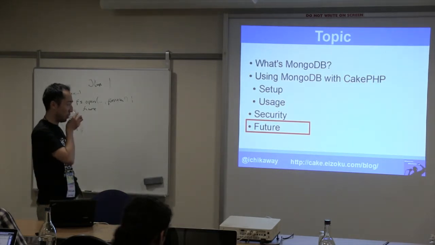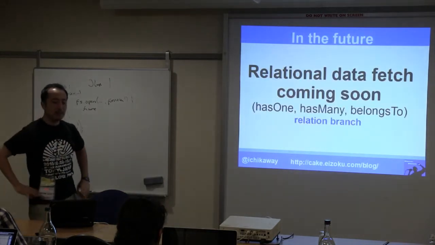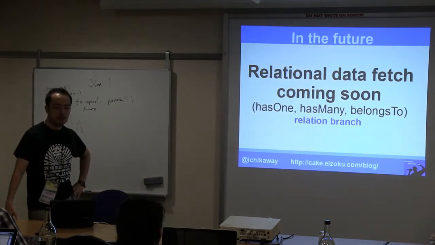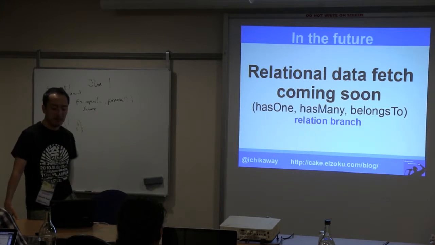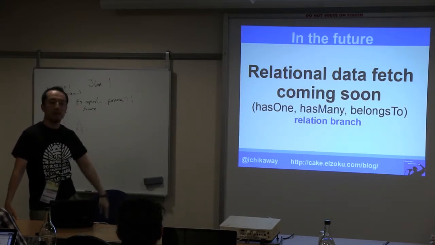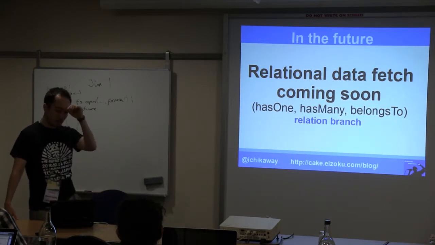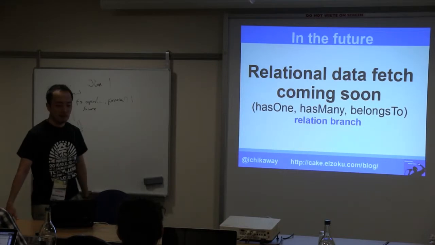Last topic. In the future, I will release relational data fetching, like hasMany. Now I'm developing it on a relation branch on GitHub. It works well, but it doesn't support conditions of all models.